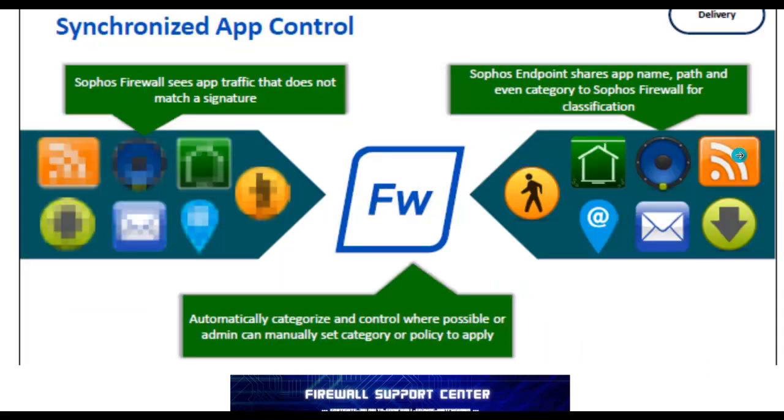On average, 60% of application traffic is going unidentified. Static application signatures don't work for custom, obscure, evasive, or any apps using generic HTTP or HTTPS. Synchronized app control on Sophos Firewall automatically identifies all unknown applications, enabling you to easily block the apps you don't want and prioritize the ones you do.